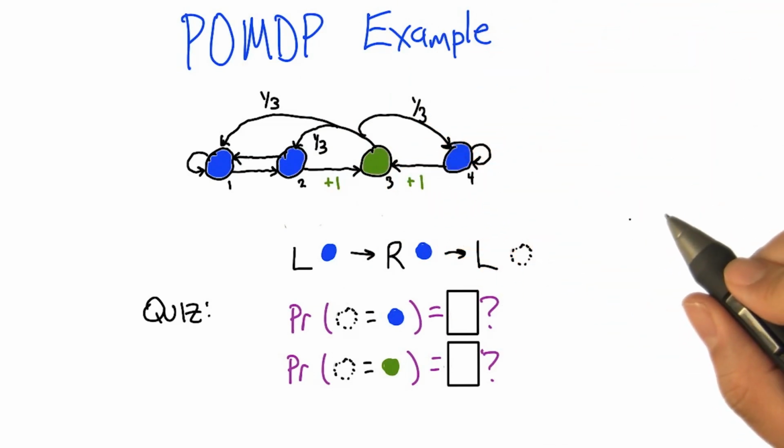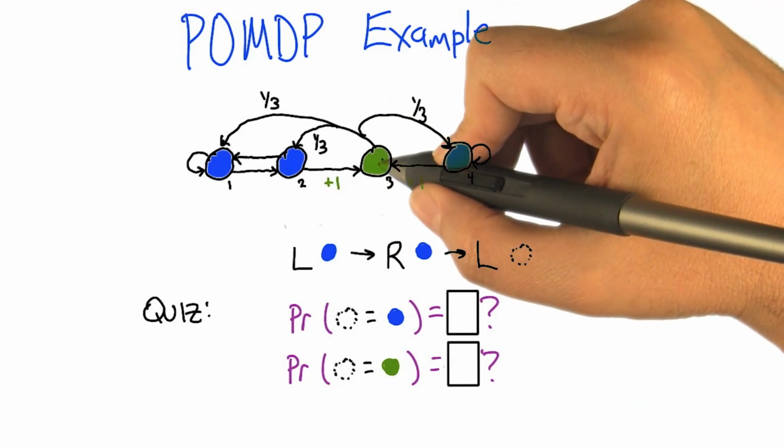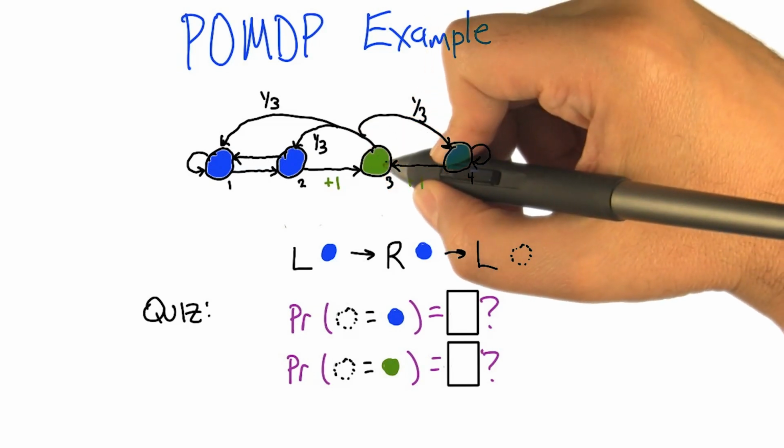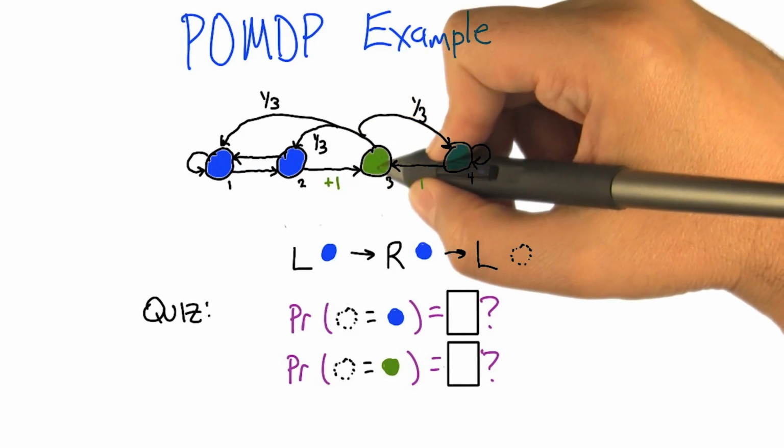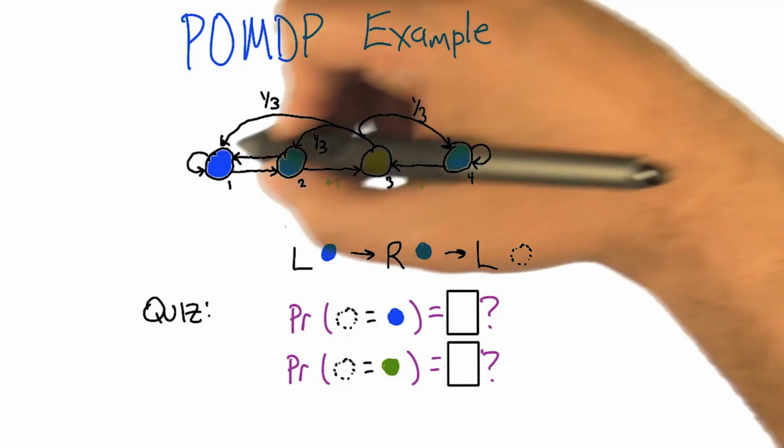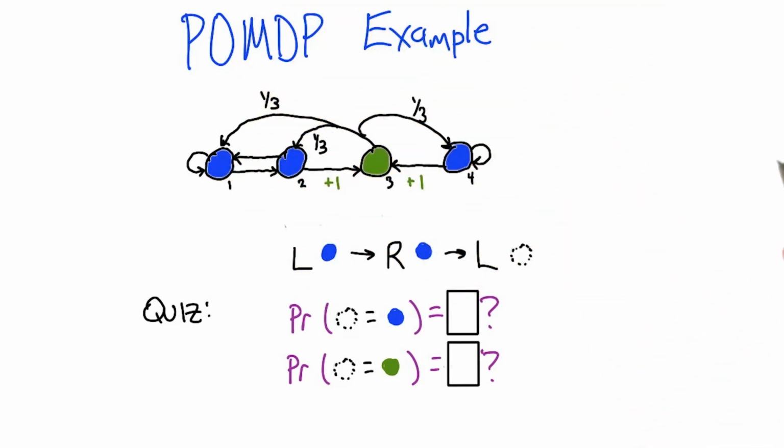But what about if I'm in state 3? Can I still go either left or right? Okay, sorry. Yeah, so both left and right from state 3 do the same thing, which is it resets us to 1, 2, or 4 with equal probability.